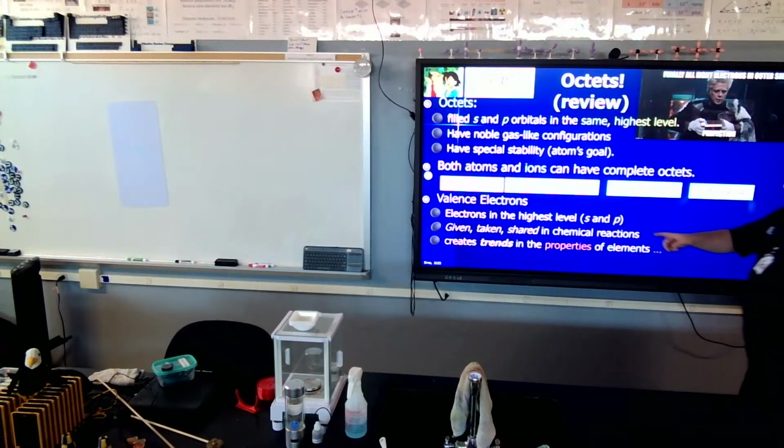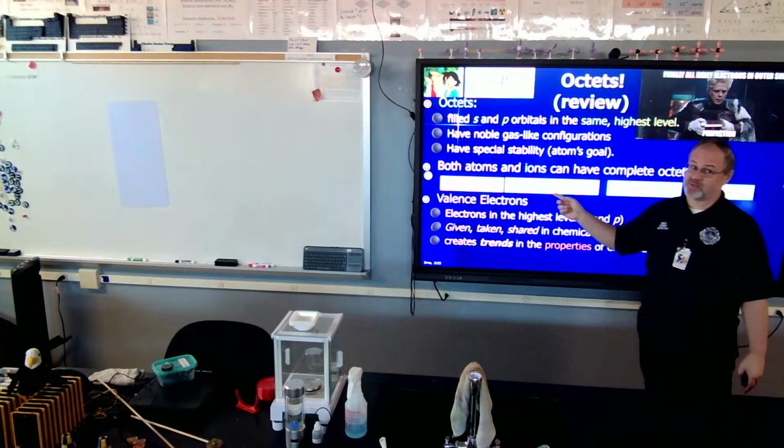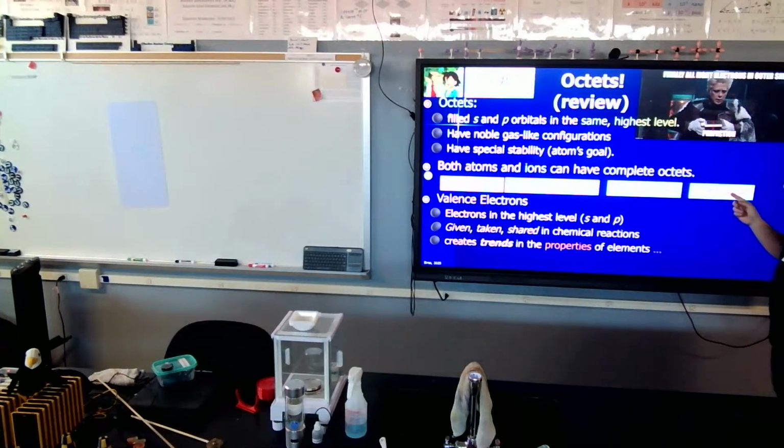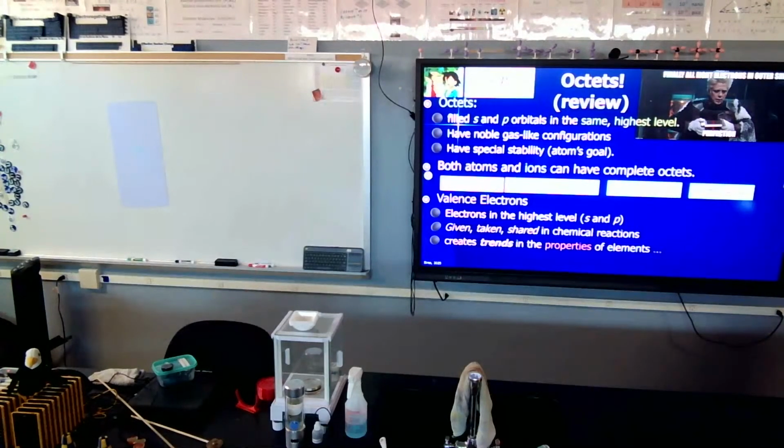So neon, octet, stable. Argon, filled octet, stable. Oxygen, filled octet, stable ion. Phosphorus, filled octet, stable ion. And once again, the name we use for those electrons that get bought, sold, traded, and shared is valence electrons. It's the number of electrons in the highest s and p orbitals.